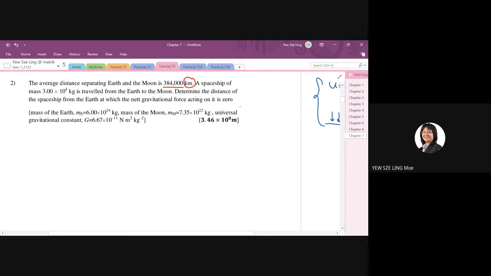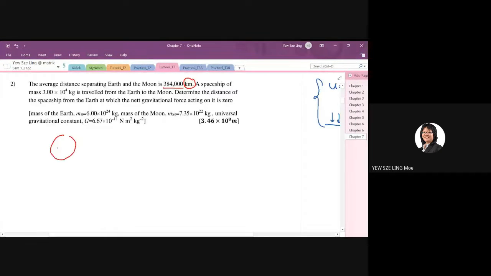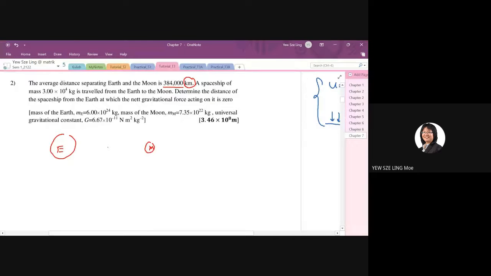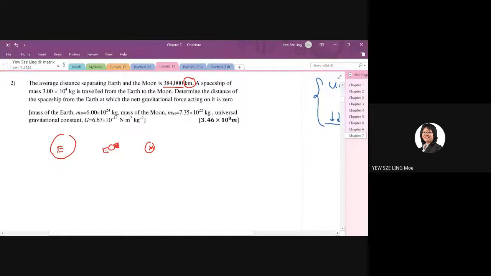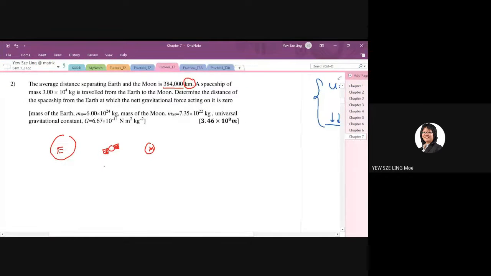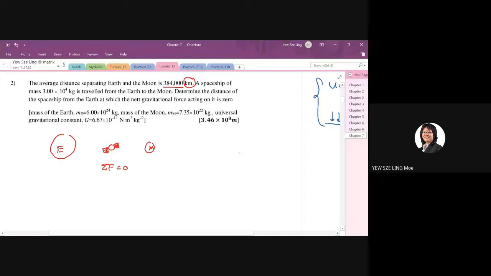So now you have a spaceship from the Earth and it moves until it reaches some position. Okay, so this is the Earth, and then this is the Moon. So this is your spaceship, and I don't know where it is. The only thing that I know is that the net force acting on it, total F, is equal to 0.